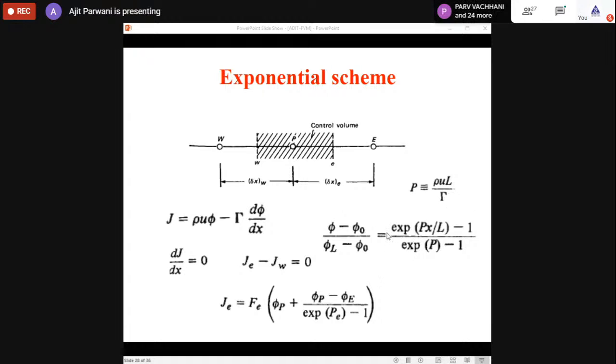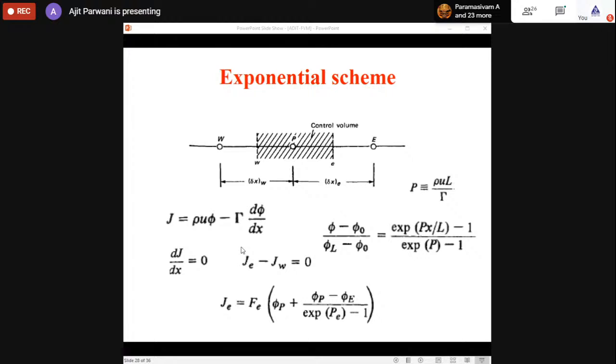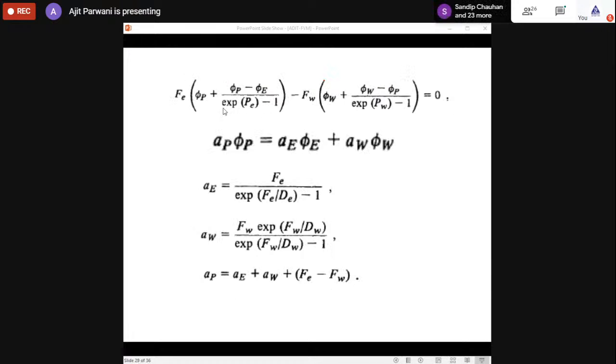So if you use this, by arranging these terms and putting phi equal to this, and then finding the value of d phi by dx and putting it over here, you will get je and jw equal to this. Then putting that over here you will get the equation like this: AP phi P equals AE phi E plus AW phi W. This is what is called the exponential scheme, and this exponential scheme is based on the exact solution.